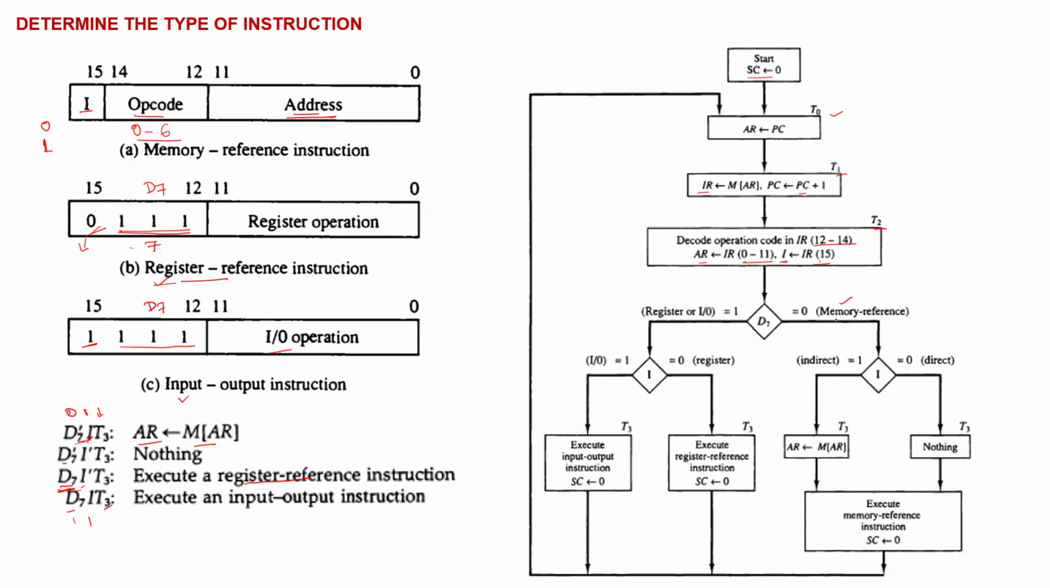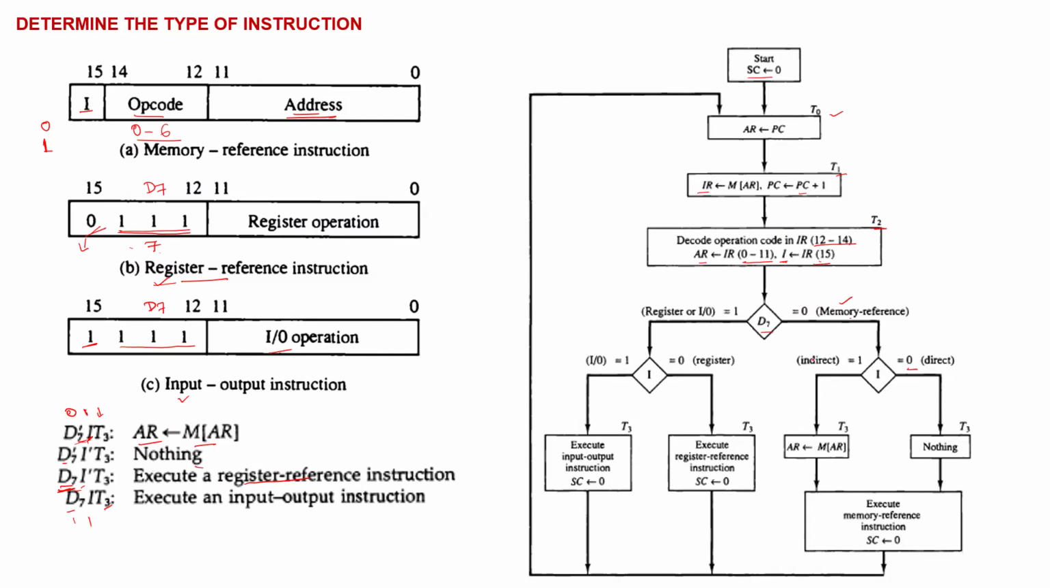Again, if it is a memory reference instruction on the basis of D7, then we are going to check the 15th bit, that is I. If I is 0, that is the direct addressing mode, then we have nothing to do. Automatically, we are going to get the operand at the particular address which is stored. No need to find the effective address.